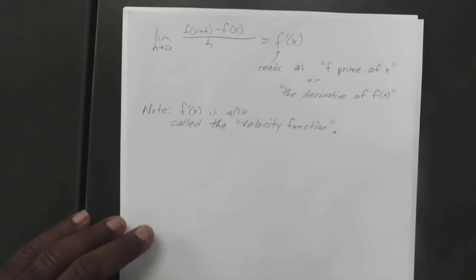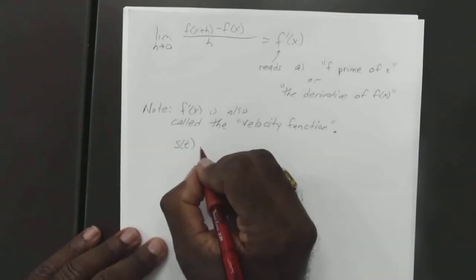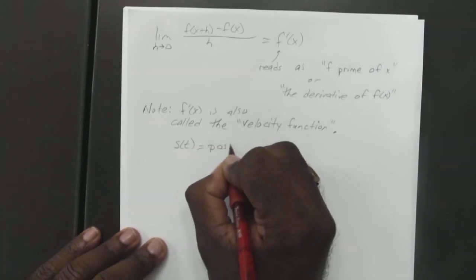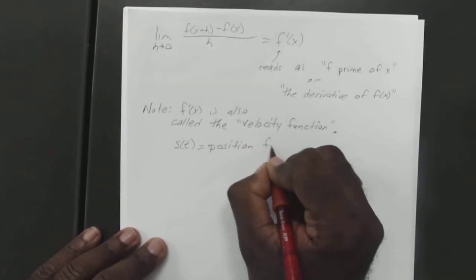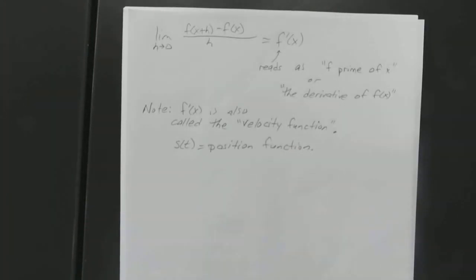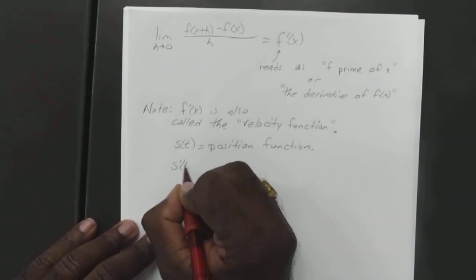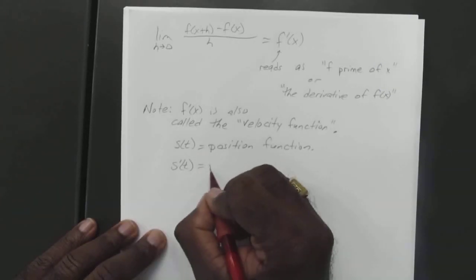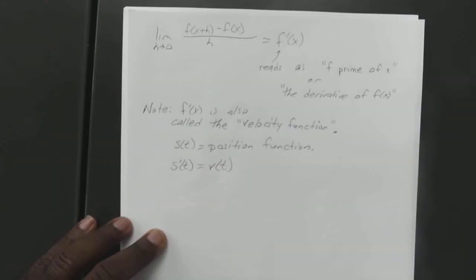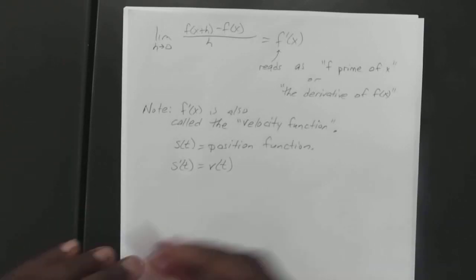Okay, so in most cases, you'll see just a regular function, so instead of f of t, they just use s of t. And when you get the derivative of that, s prime of t, they usually just substitute that with v of t. And that would be your velocity function. So it's really just the derivative of whatever your position function is.